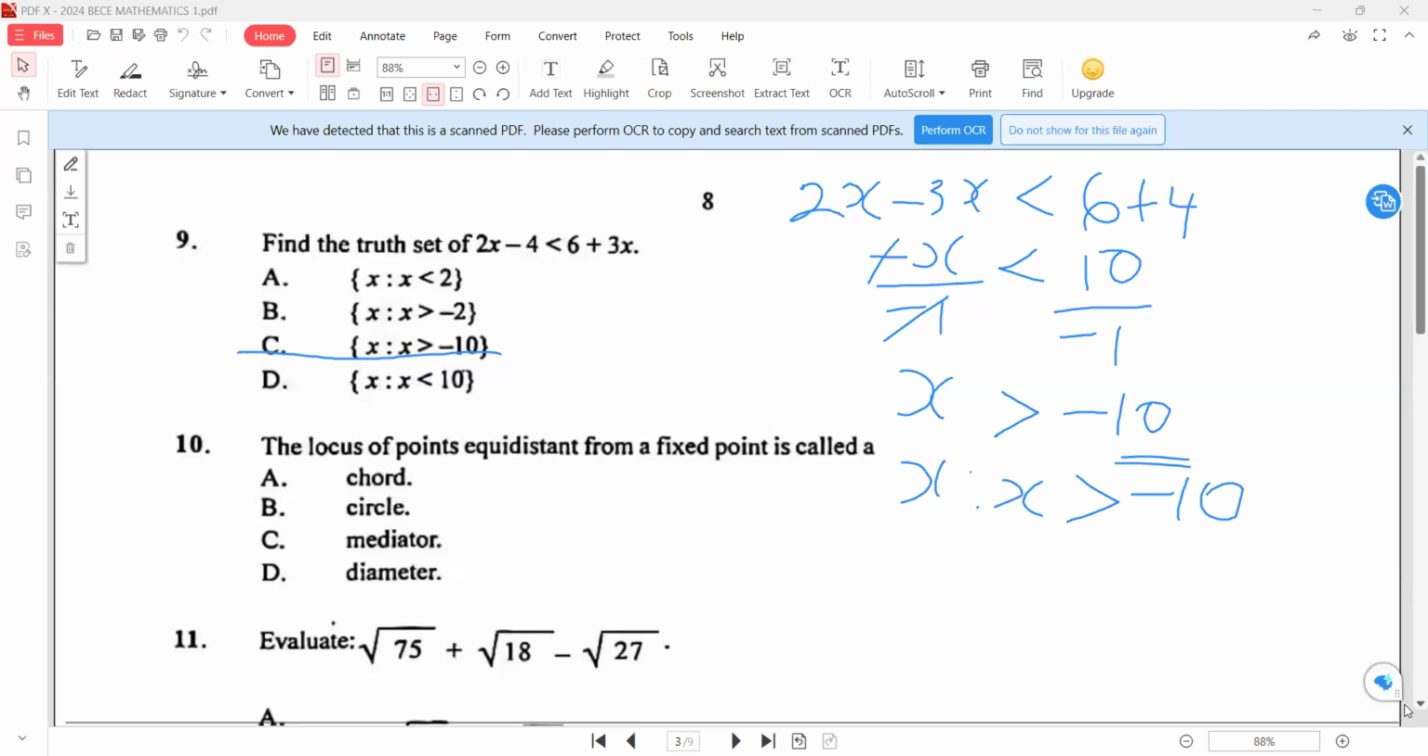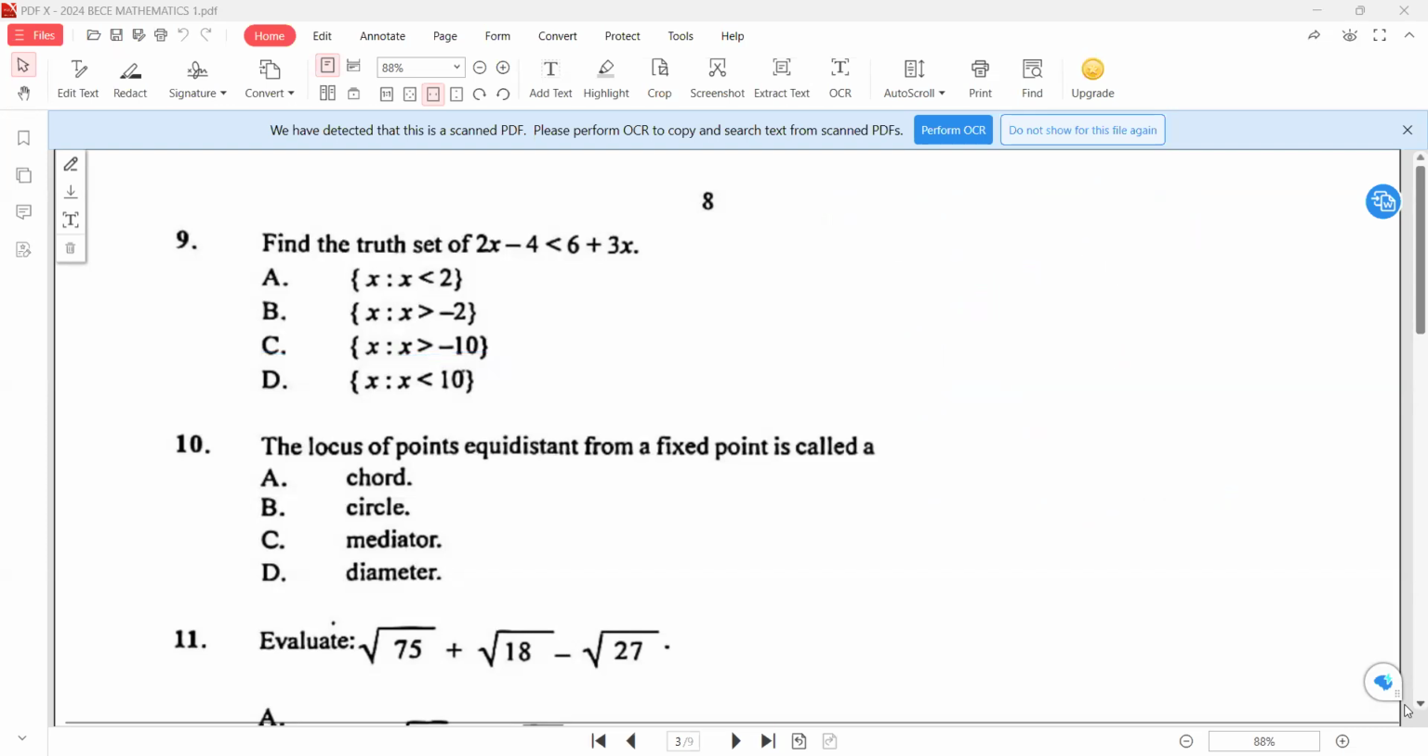Question number 10. The locus of points equidistant from a fixed point is called? Yes, if the locus of points is equidistant from a fixed point, it means I'm looking at movement from a fixed point such that anywhere you stop would be of equal distance from the fixed point. This is only possible by drawing a circle, and that movement would be the radius. The locus of points equidistant from a fixed point is always going to be called a circle.